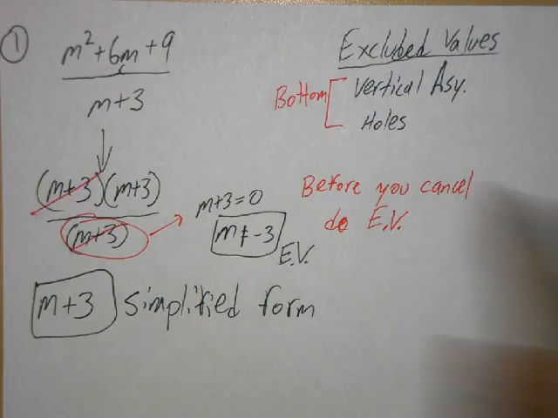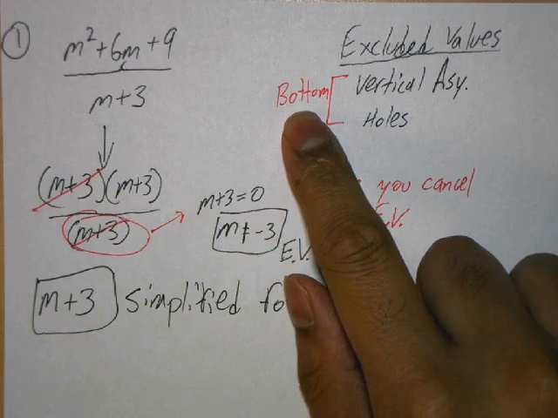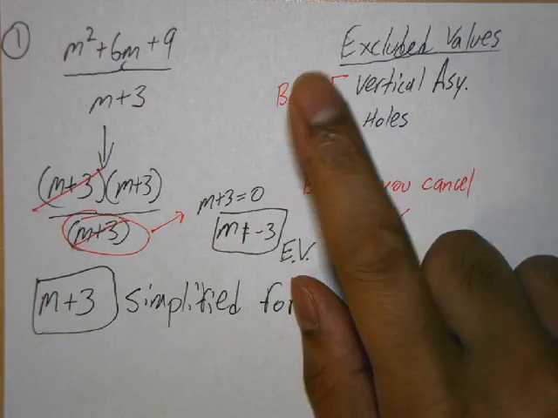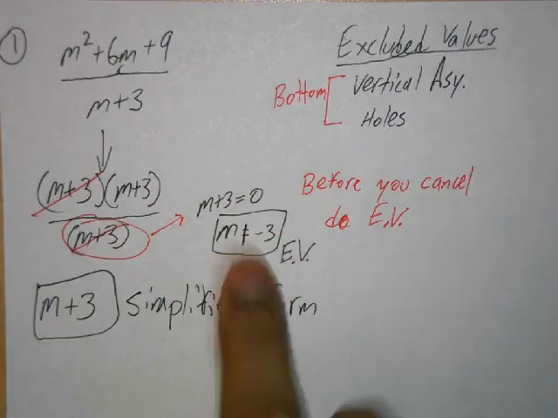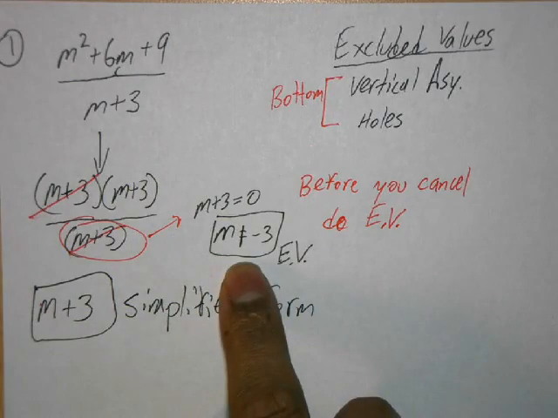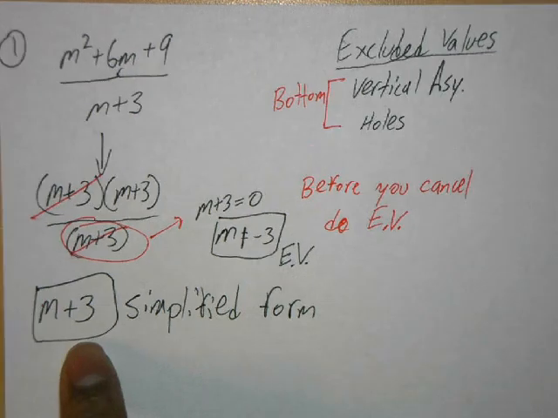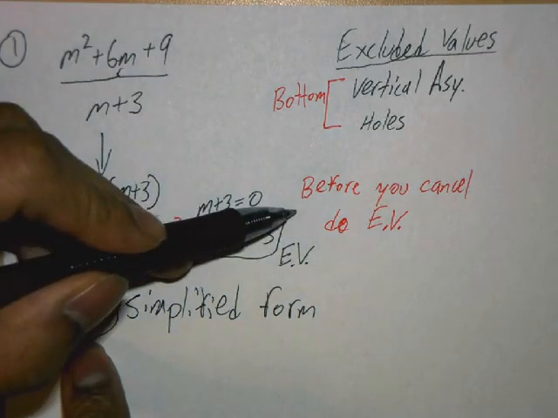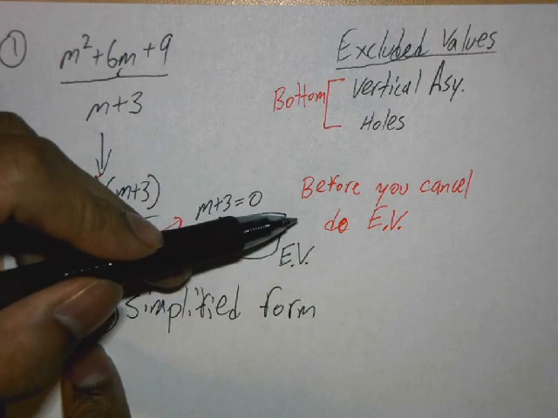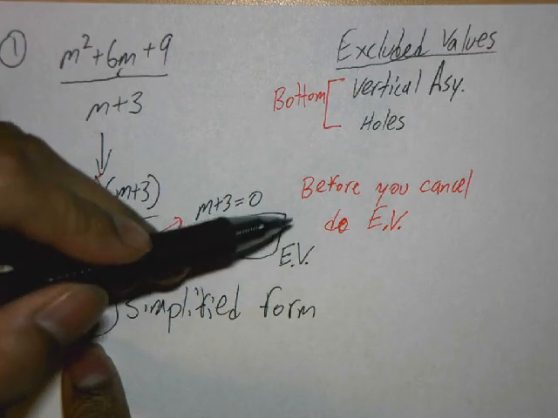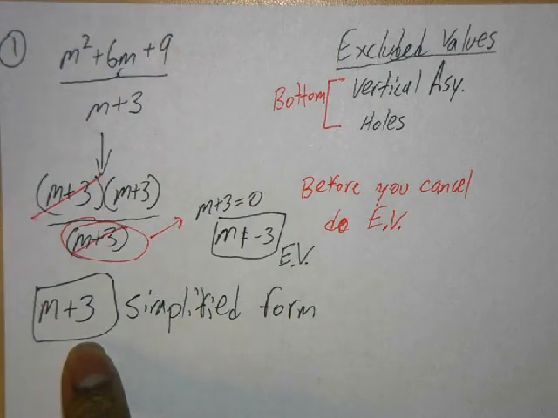We look at the bottom to find our excluded values, right? Factor everything out, find the solutions for the bottom, and that's going to give you your excluded values. Once you've got that, you can try to simplify your function down by canceling stuff out. But you must take the excluded values before you cancel. You cannot do it after you cancel, because then you lose some of them.